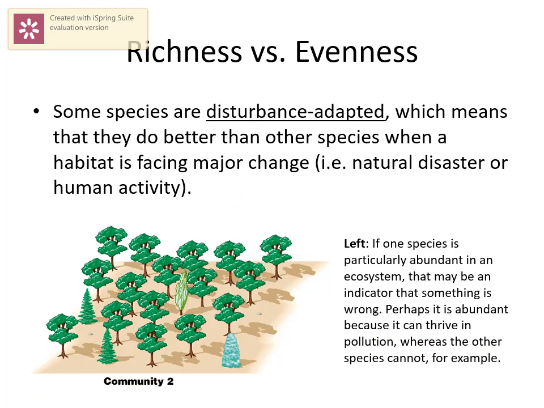Now, some species are disturbance adapted, which means that they do better than other species when a habitat is facing major change, such as natural disaster or human activity. Again, as I mentioned earlier, maybe species A could do well with environmental change. You may remember that a disturbance is anything natural that could happen, like a fire or a flood, like a wildfire or flood. Maybe even a hurricane or a tornado sweeps through an area and decimates it. Or you could even have human activity like clear cutting or global warming. But some species are just going to do better than others. They're what we call disturbance adapted.